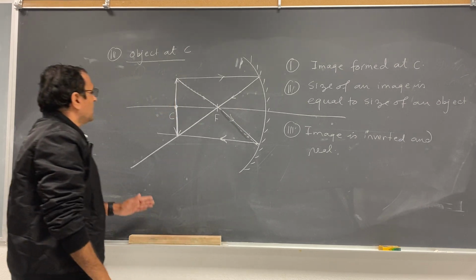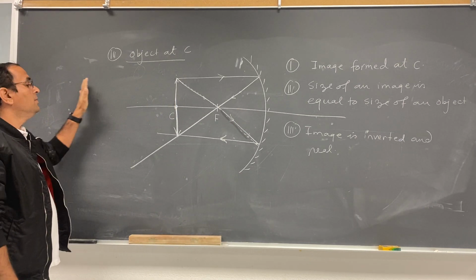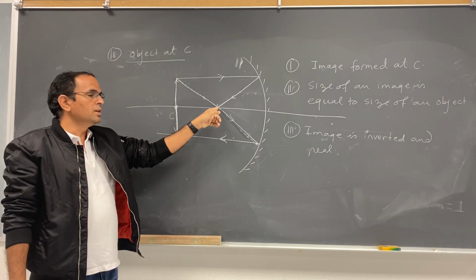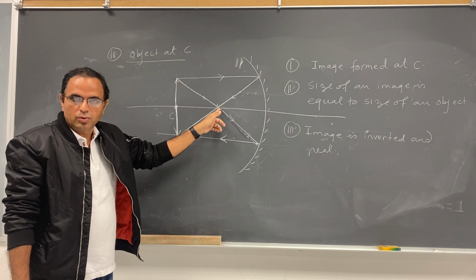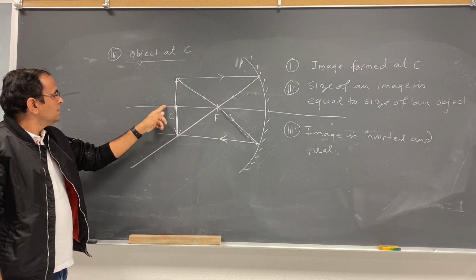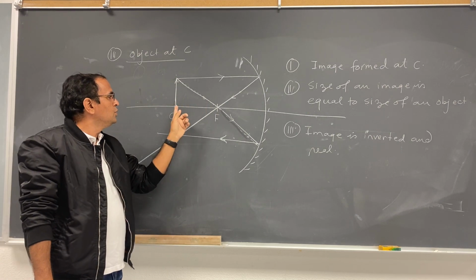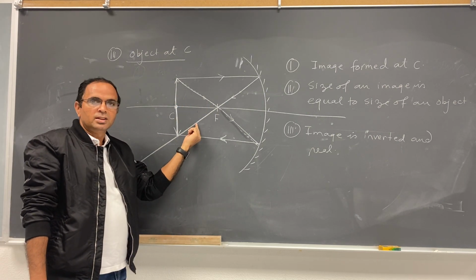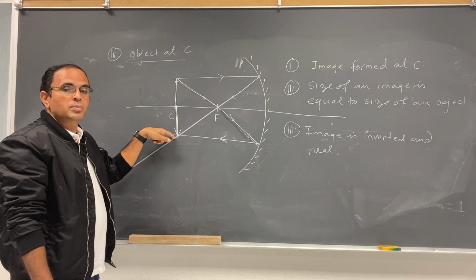Okay guys, now you see that if you keep the object at infinity, the image is formed at the focal point. If you keep the object in front of the point, somewhere there, then the image is formed in between C and F, right there. We did this before. Now if you keep the object at C, the image is formed at C.